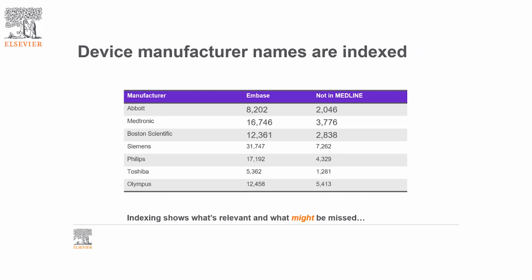The same story applies to medical devices. If you use Medline for related systematic reviews, you also miss a lot of information.